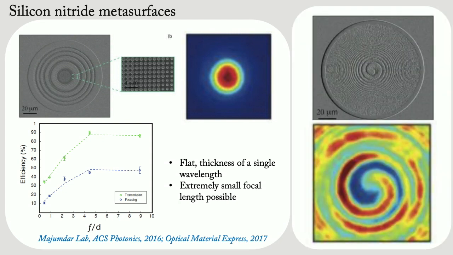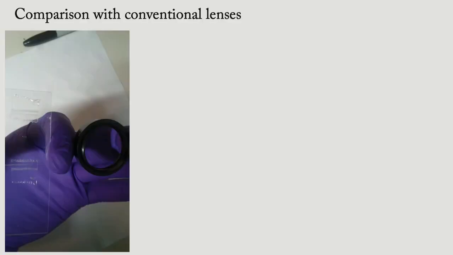Okay, so not just lenses, we can now be more creative. We can start making elements that create light with an orbital angular momentum. And just to give you an idea of how small these lenses we are making are, this is an example of a conventional lens that we use in our lab, and my student is holding it, so you can see the hand.